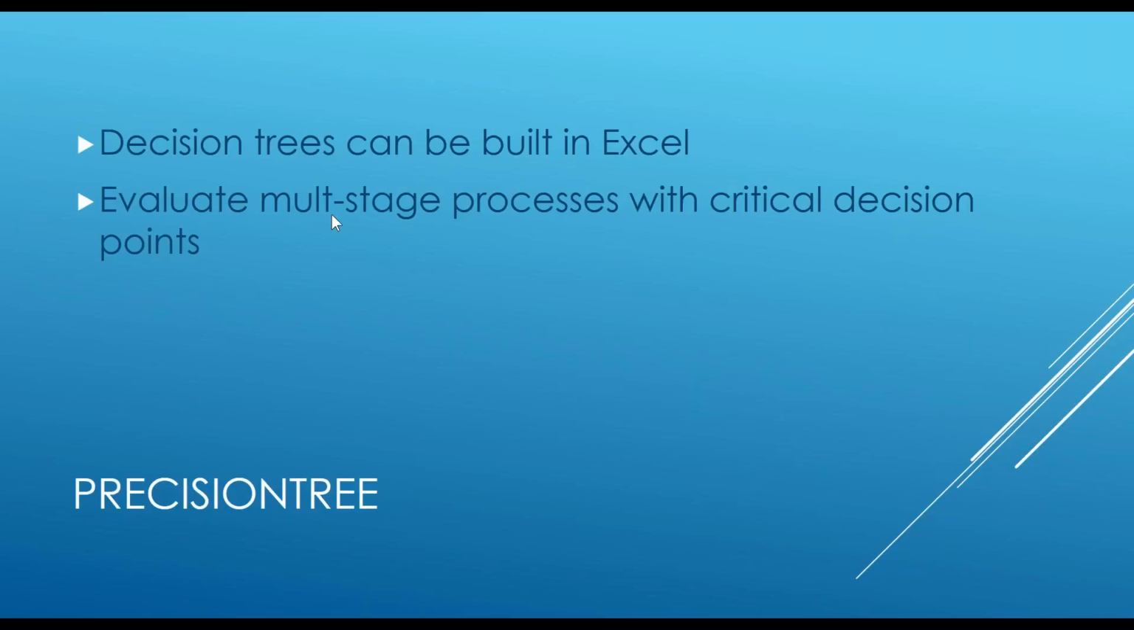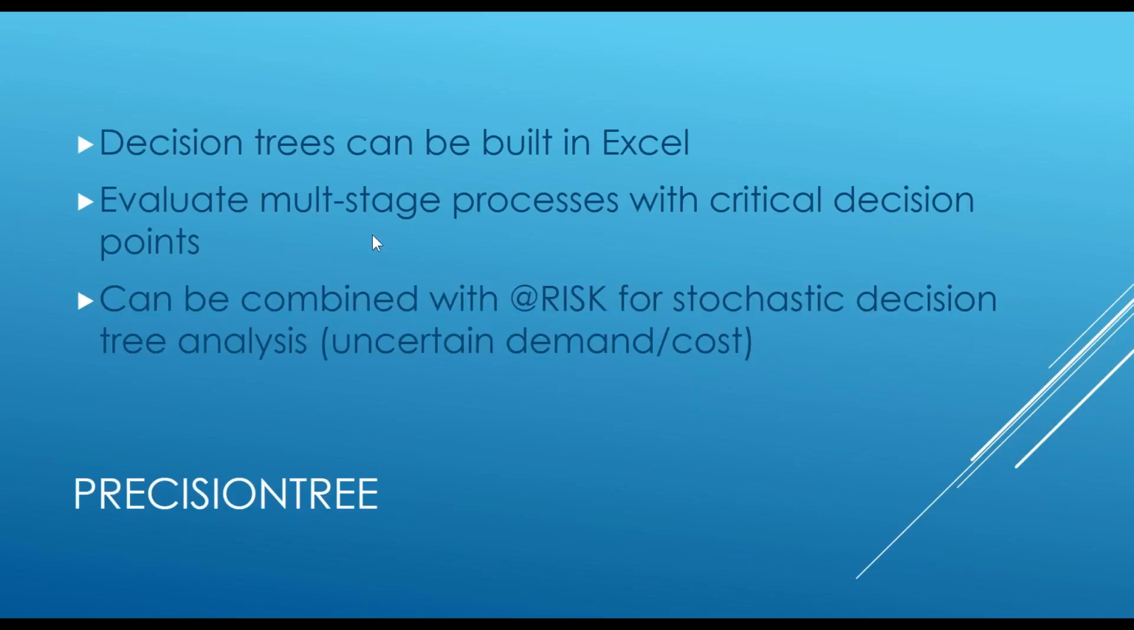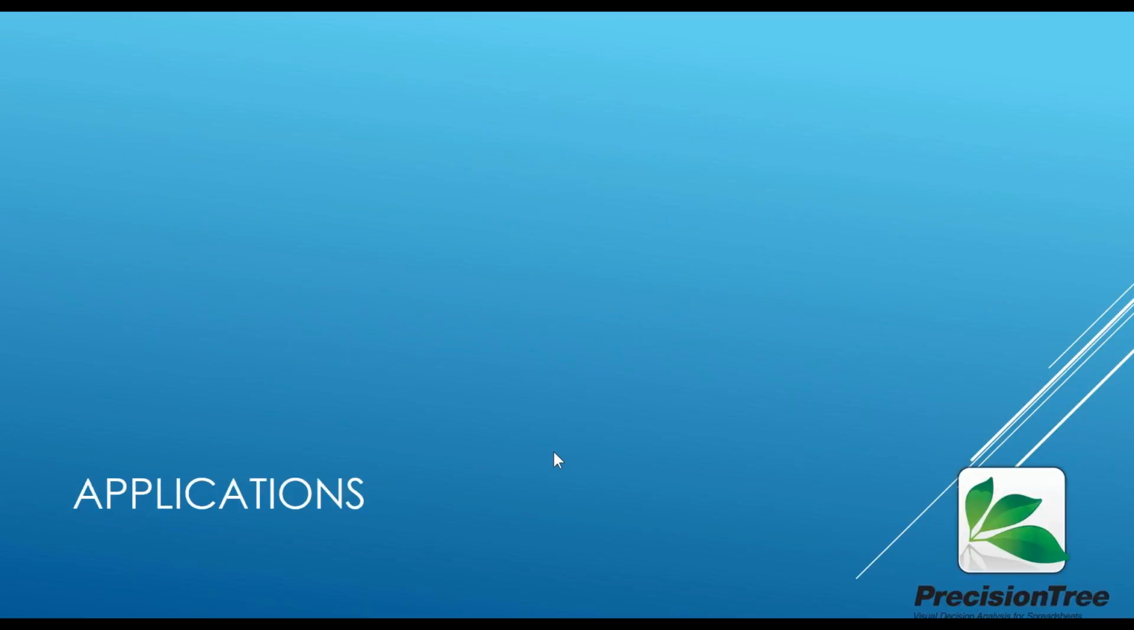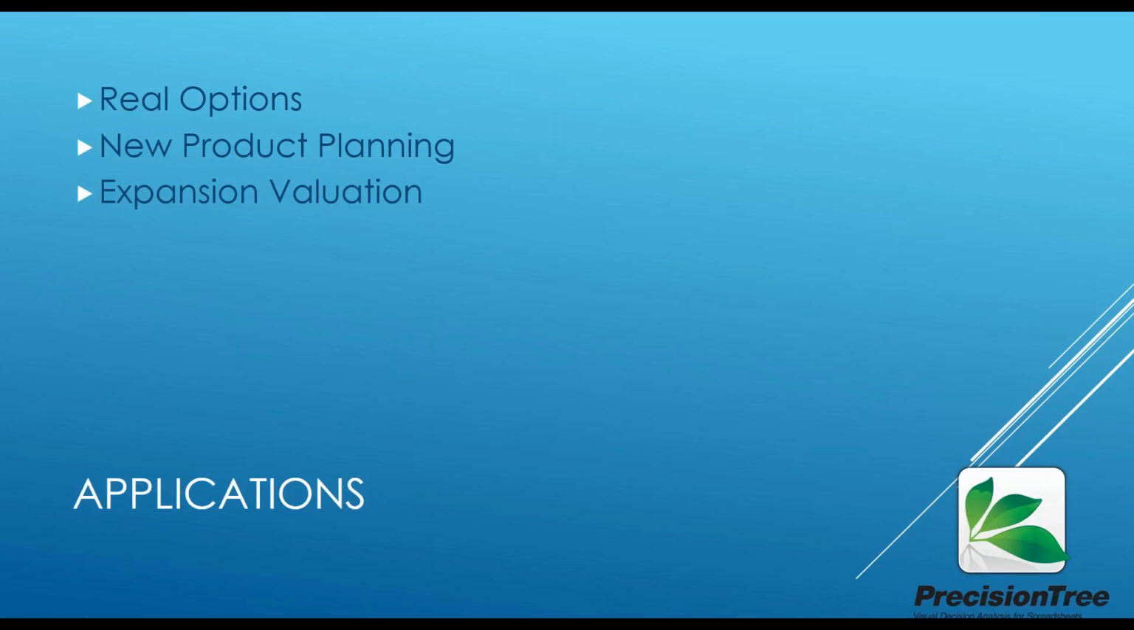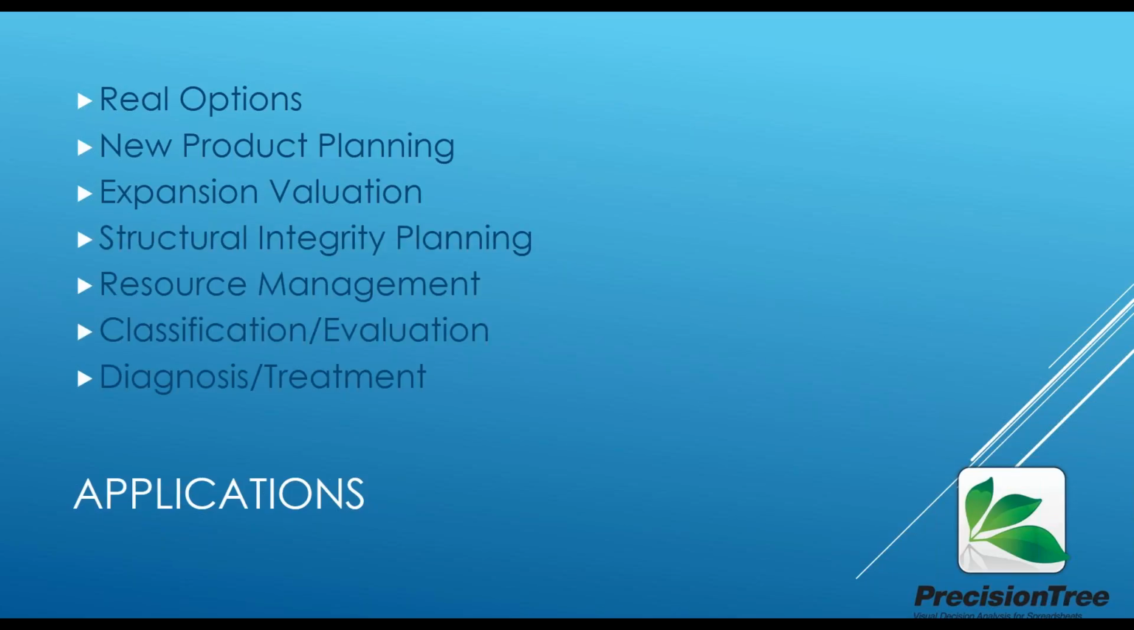Evaluate multi-stage processes. I just realized I have a little typo there, which is going to drive me crazy. I apologize for that. It can be combined with risk versus stochastic decision tree analysis, uncertain demand, and cost. It can be used in a variety of different applications. So these are just some of the different applications that Precision Tree can be used in. So let's take a quick peek at how Precision Tree can be used.